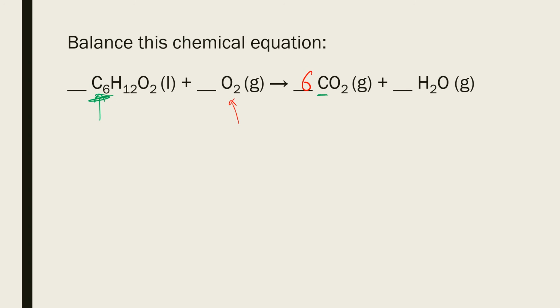So carbon is balanced, so the only other atom present is hydrogen. We have 12 hydrogens in the reactant side and only 2 hydrogens here. So in order to make this 2 to be 12, we will multiply this also by 6. Right? So 6 times 2 is 12. So now hydrogens are also balanced. Finally, let's balance oxygen. We have 2 oxygens here and 2 oxygens here. So total is 4 oxygens.